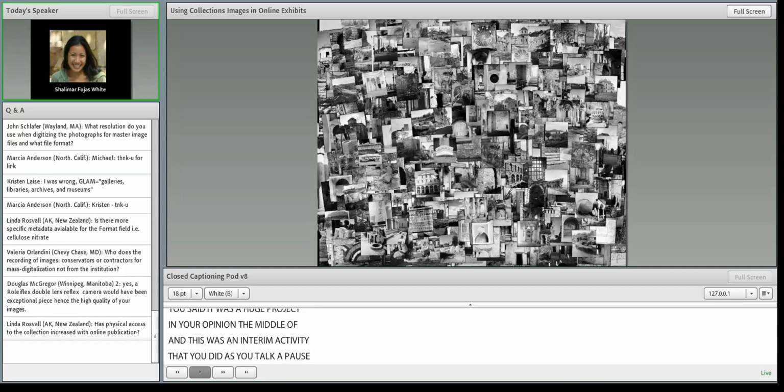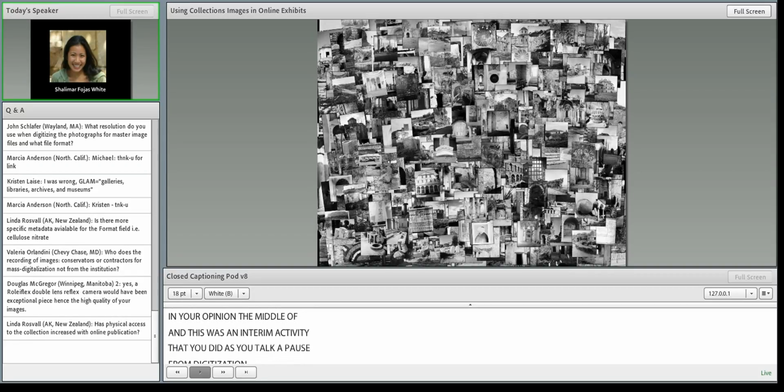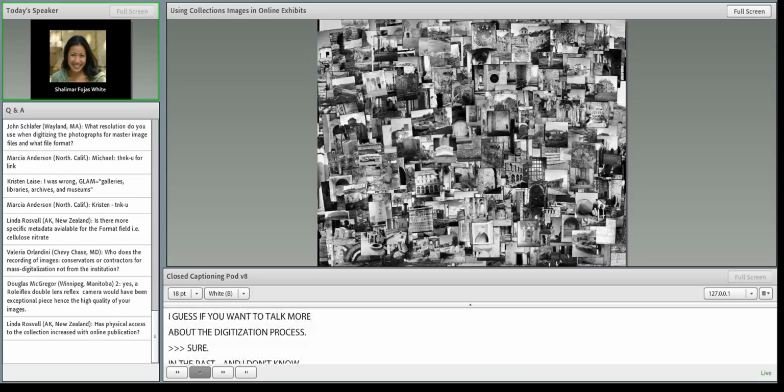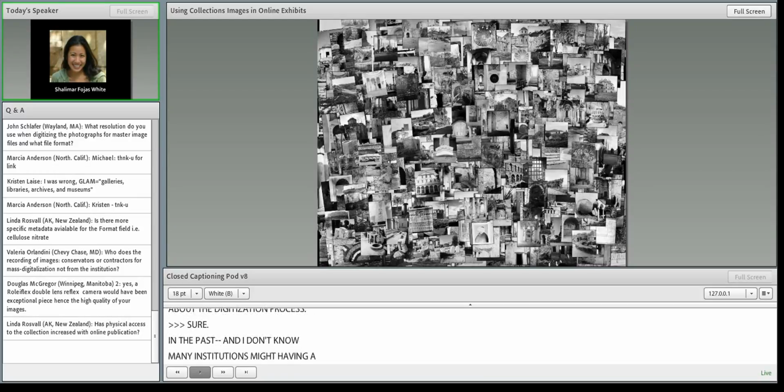Sure, yeah. So in the past, and many institutions might have a similar history, there was a lot of mass digitization going on in the early 2000s, and we were certainly a case in point. There are probably about 30,000 slides that were digitized by an outsourced vendor sometime in the early 2000s. But then the capacity to continue at that level really wasn't built into the infrastructure here locally.